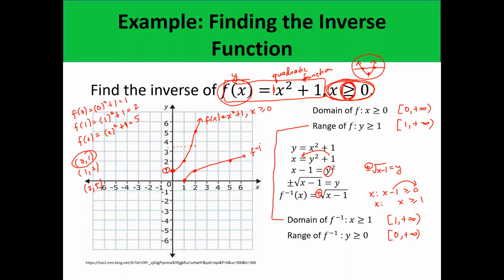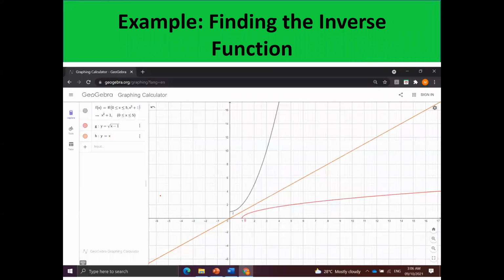So if you notice, these two graphs, the graph of f and the graph of f inverse, are symmetric with respect to the line y equals x. And these are the graphs from GeoGebra online.